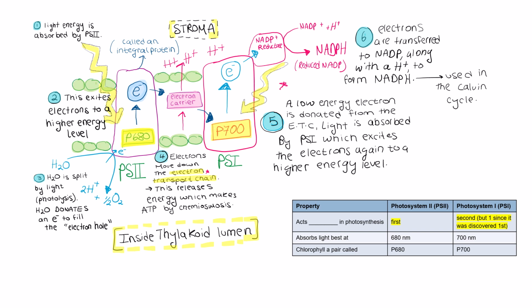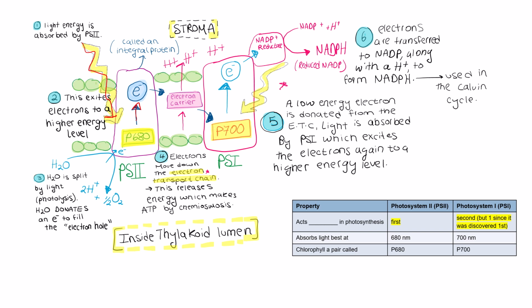Okay, so let's go back into our conversation. So number 1, light energy is absorbed by photosystem 2. You can see over here. So this excites electrons to a higher energy level, okay? Electrons are excited by a process called resonance transfer. Resonance transfer is when energy is transferred from one electron to another, and then it will cause something called electron transfer, where the electron itself and the energy is transferred to the electron carrier. However, this is just further information.